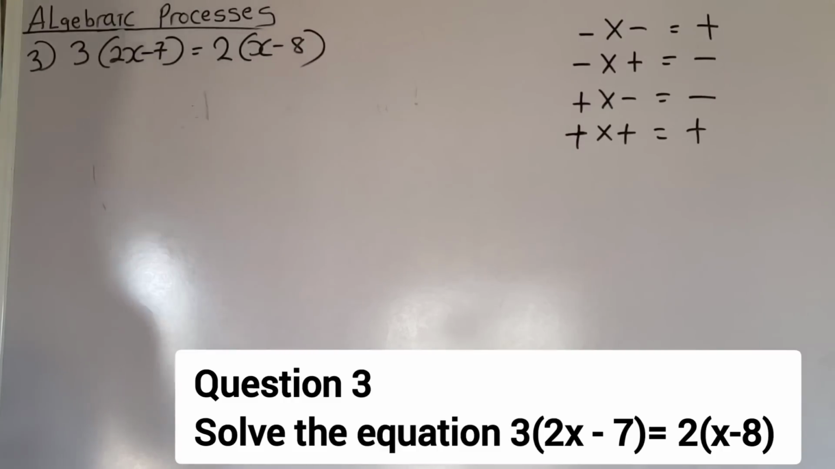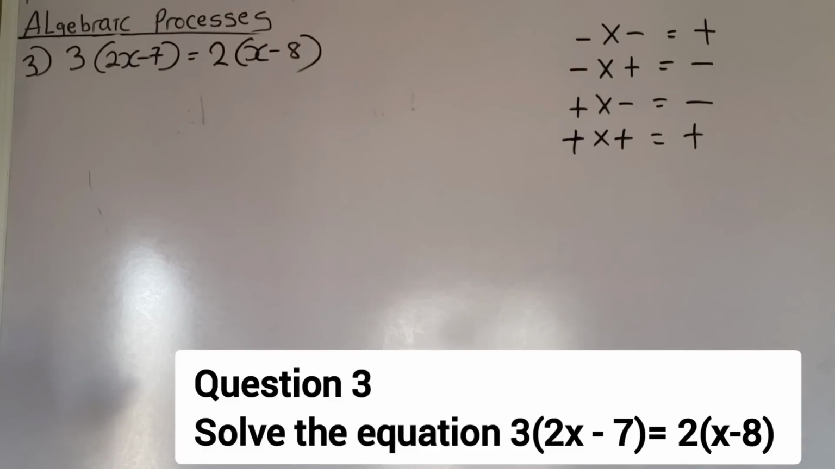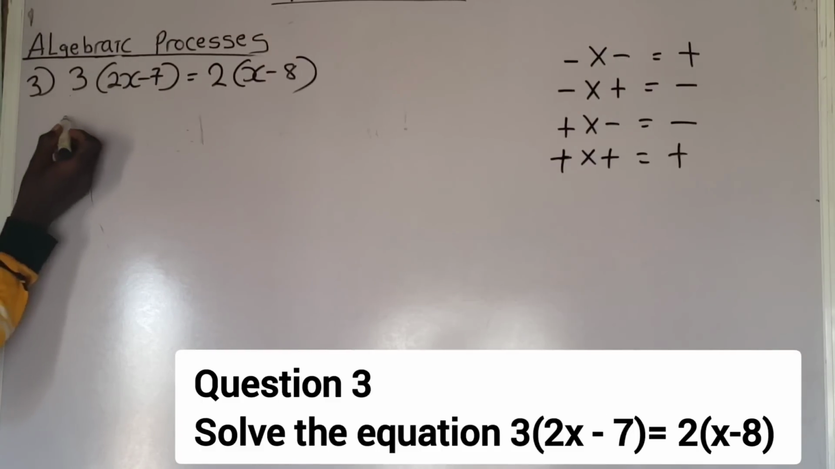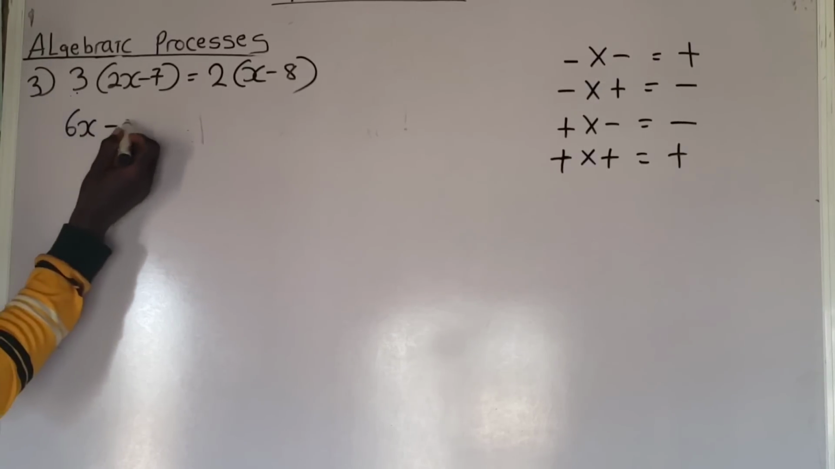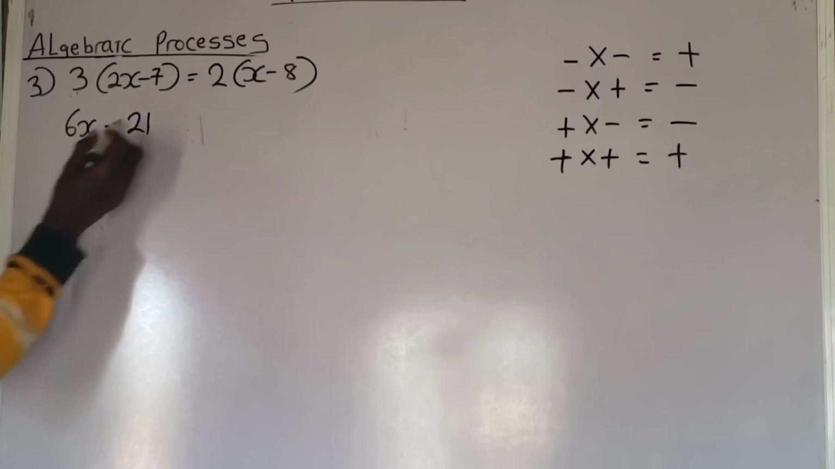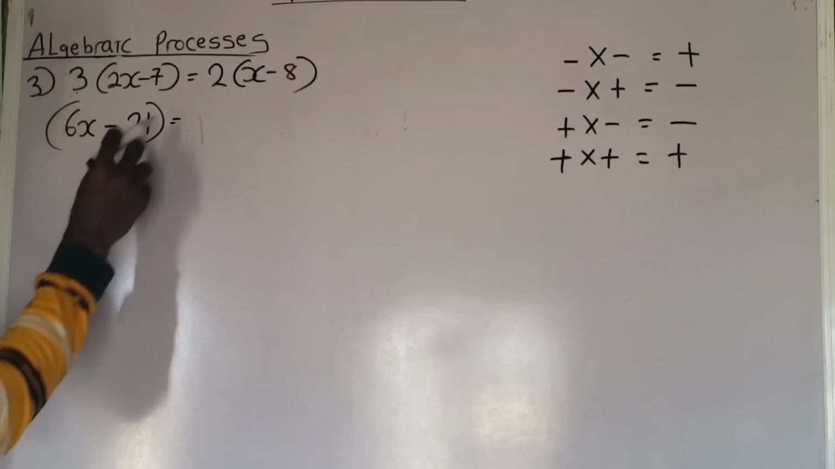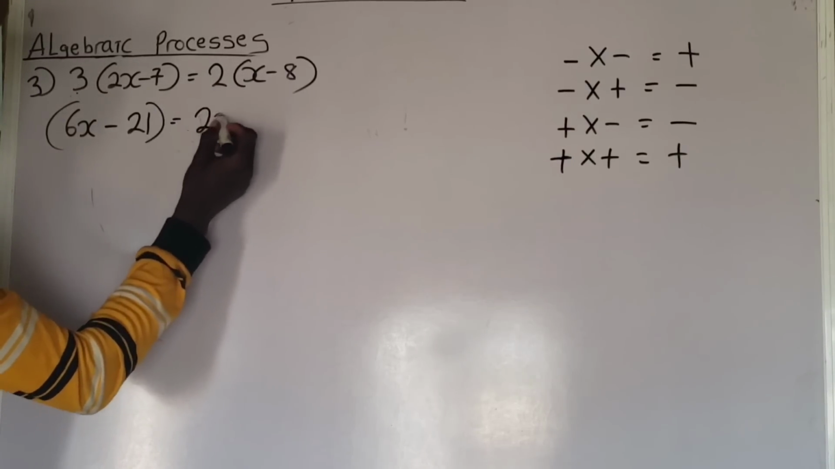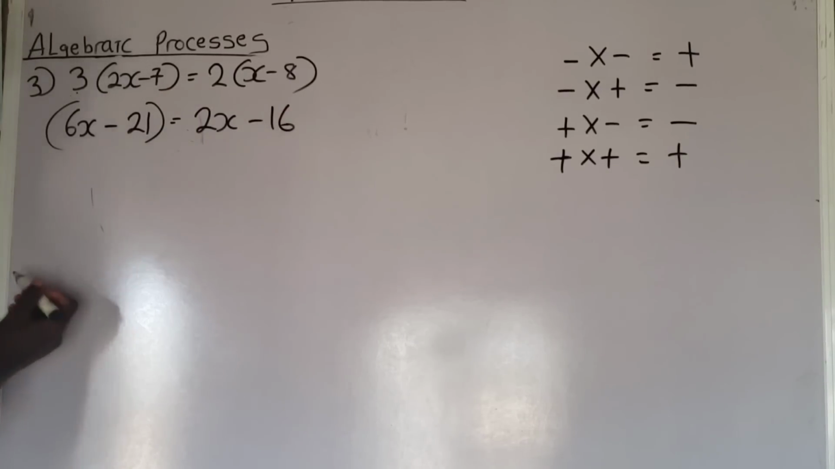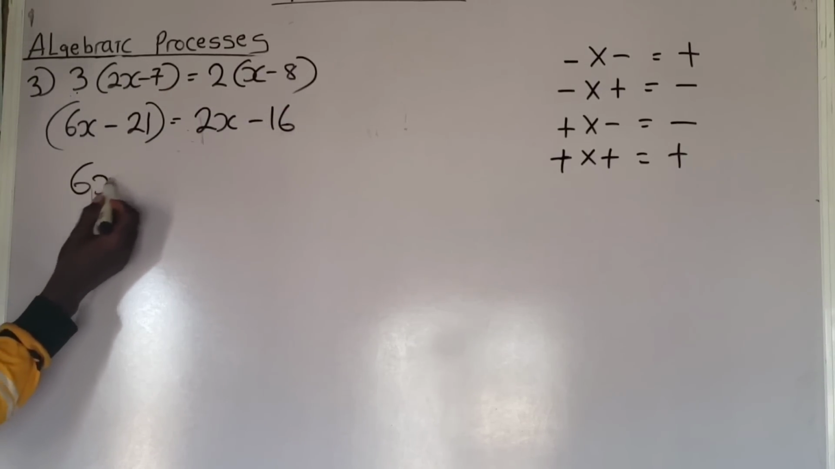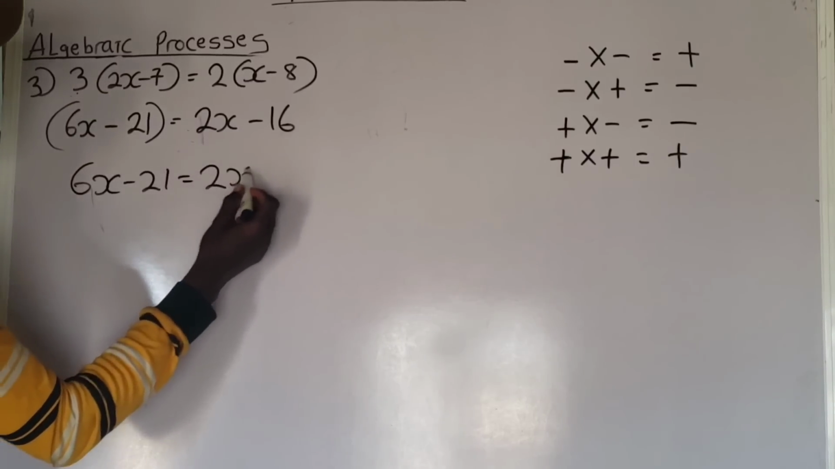You understand? Okay? Let me tell you the meaning of what they are supposed to do. We are asked to find the value of x. For this, the first step is to open the bracket. Okay? 3 multiplied by 2x, that would be what? 6x. 3 multiplied by negative 7, that would be what? Negative 21. Okay? Is equals to 2 multiplied by x, that is what? 2x. 2 multiplied by negative 8, that is what? Negative 16. Do you understand? Okay? So for this, I'm going to have 6x negative 21 is equals to 2x negative 16.